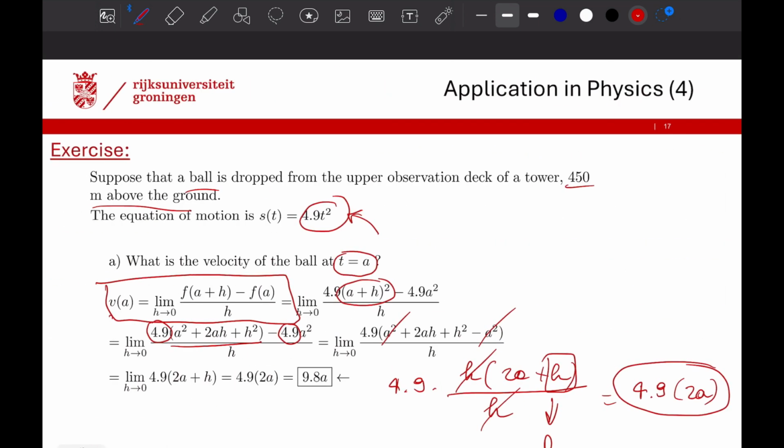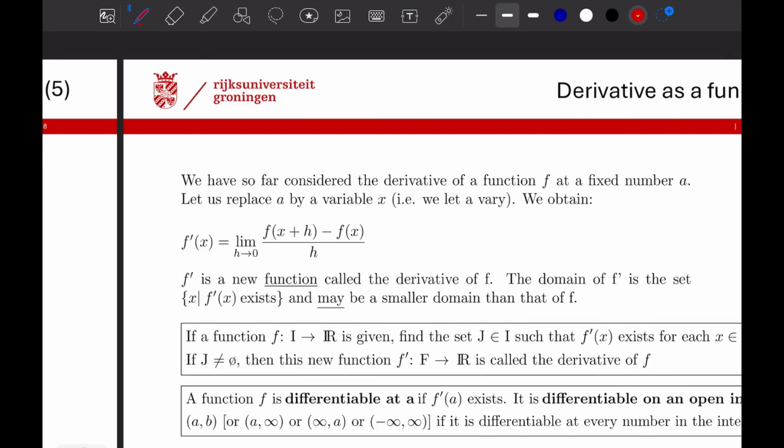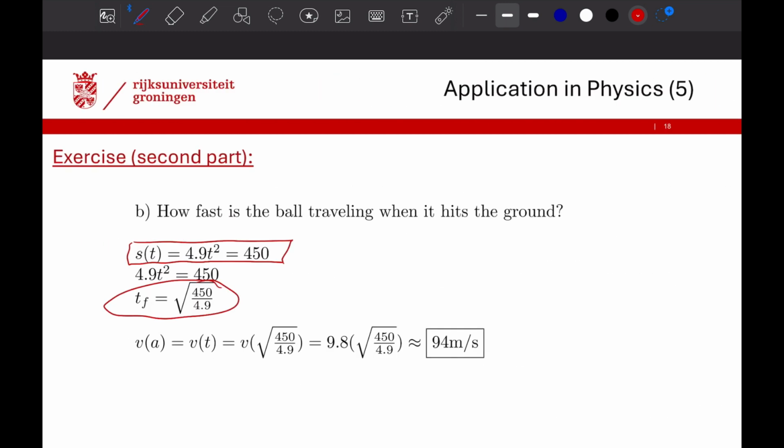Once we know the time point, we have this expression that tells us, if you plug in the time, I will give you the instantaneous velocity at that specific time point. So if we find the time at which the ball hits the ground, we just have to plug in and we find the velocity of the object as it hits the ground, which turns out to be 94 meters per second. So that is basically the idea.